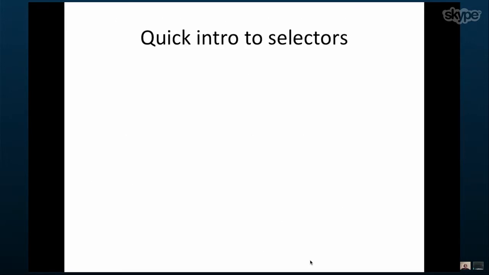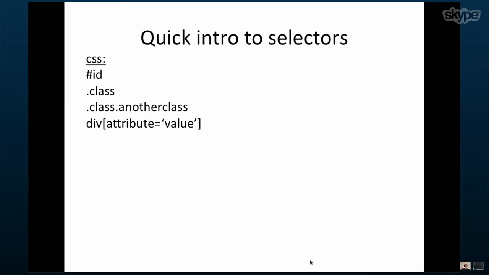So I'll give you a quick intro to selectors because it's one of the core bits on how to be effective in writing tests. There's CSS selectors. If you have an element with an ID, you can just do pound and whatever the ID is, and that will pull that from the DOM for you. If you have something with a class, you can just do dot and then whatever the class name is. If it has multiple classes and you need to be very specific, you can do dot class dot another class.